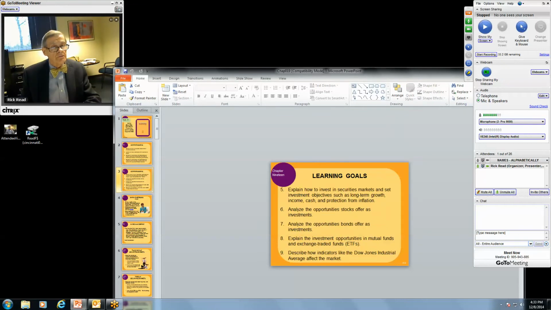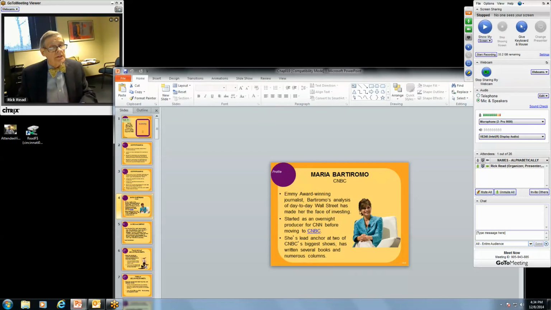Compare the advantages and disadvantages of obtaining debt financing by issuing bonds, and identify the classes and features of bonds. Explain how investing in securities markets and set investment objectives such as long-term growth, income, cash, and protection from inflation. Analyze the opportunities stocks offer as investments. Analyze the opportunities bonds offer as investments. And both do, they're different. One a little more stable than the other. Explain the investment opportunities in mutual funds and exchange traded funds, ETFs. And then describe how indicators like the Dow Jones Industrial Average affect the market.